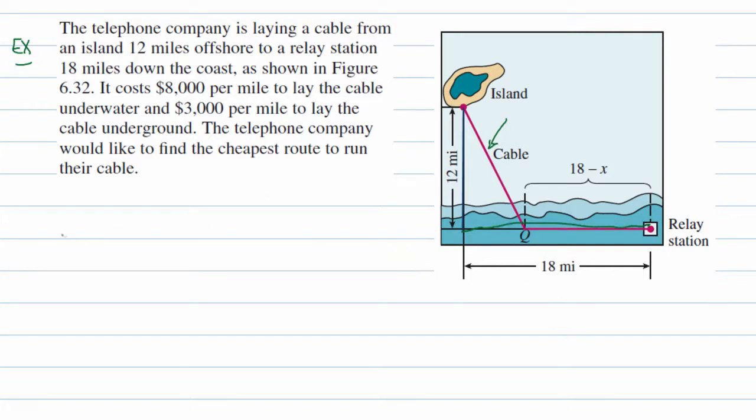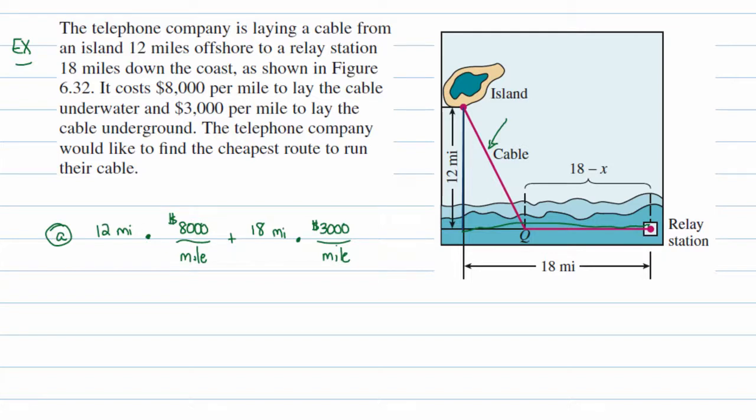Okay. So the answer to part A, we know it's 12 miles at $8,000 per mile. That's for the first part of it, the underwater. And then to that, we're going to add 18 miles of cable at $3,000 per mile. And if you look at this, the word at in reality means times. So let's go ahead and replace that at symbol with multiplication symbols.